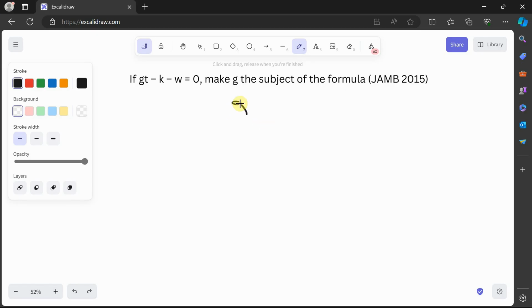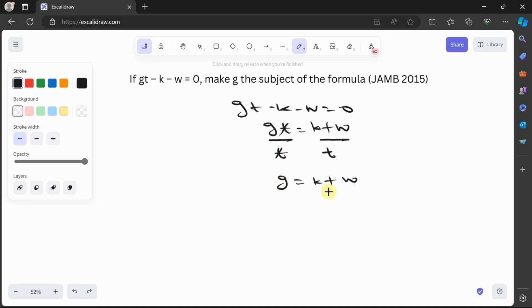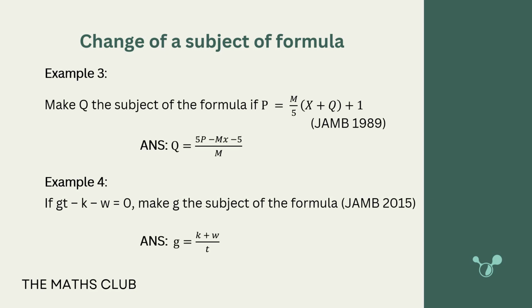So we have GT minus k minus w is equal to 0. First things first, anything that does not have to do with g, take it to the other side. So that is GT is equal to minus k will turn to k, minus w will turn to plus w. Then I'll divide both sides by t. So t will cancel t. Then our g is just equal to k plus w all over t. If you got this, well done to you. But let's see if our answer is correct. Great. So k plus w all over t.